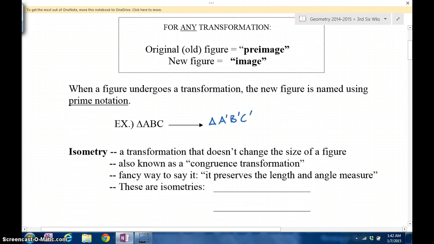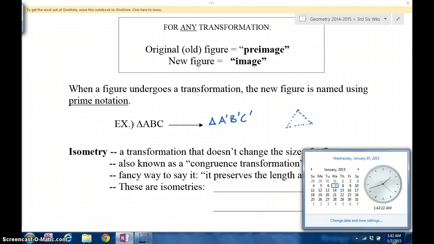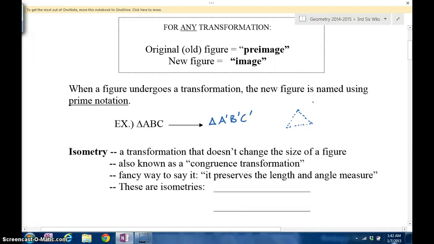Also, when you're drawing a picture, you know that it is the image if the figure is dotted. So this would be the image or new figure.